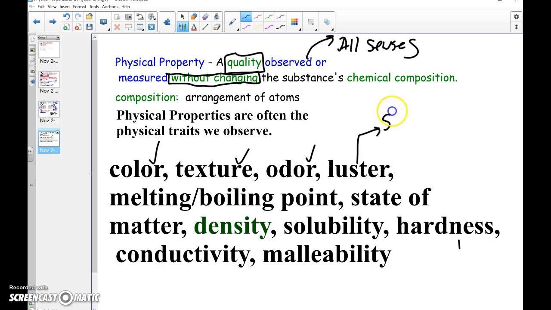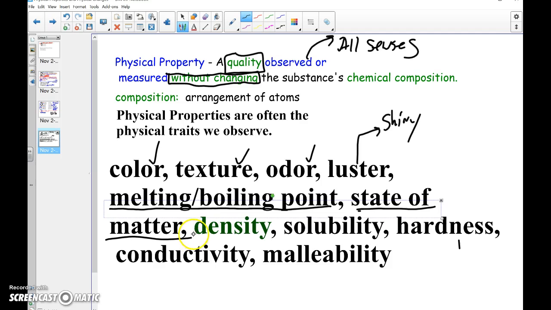Luster is when something is shiny. So if it is lustrous, it's shiny. If it's not lustrous, it's dull. And whether you have luster or not is a physical property. Now, we talked about this in the last slide. Melting, boiling, freezing points, the state of matter you're in, those all are physical properties.